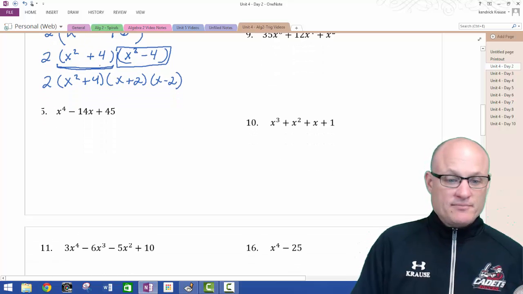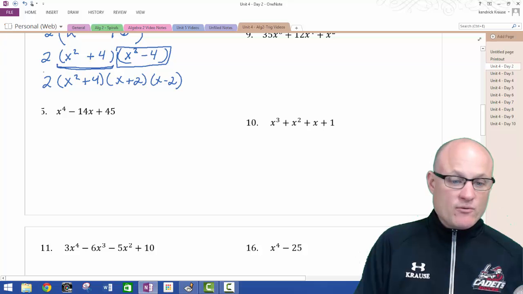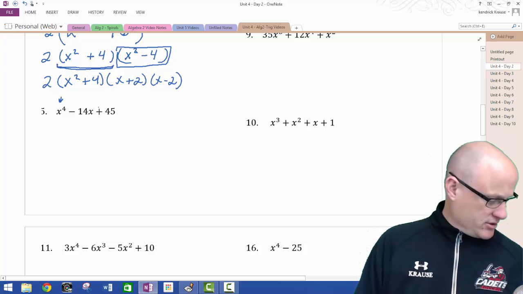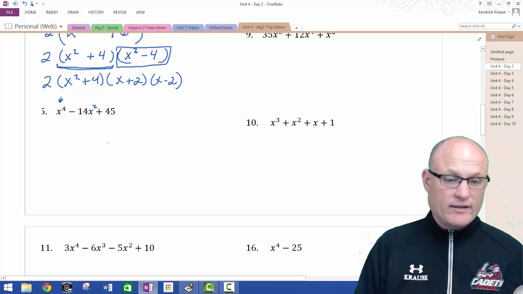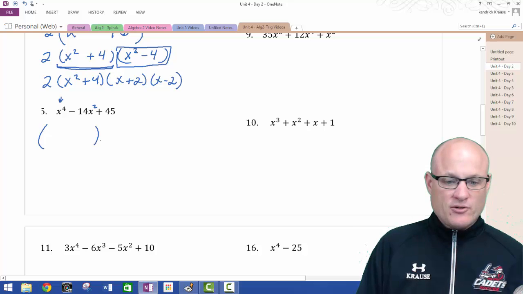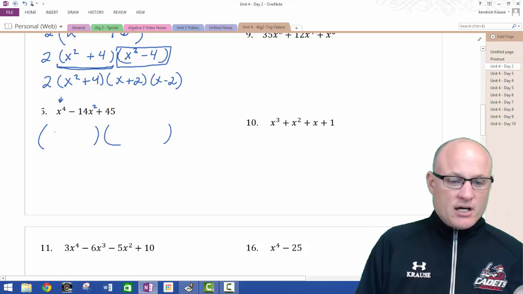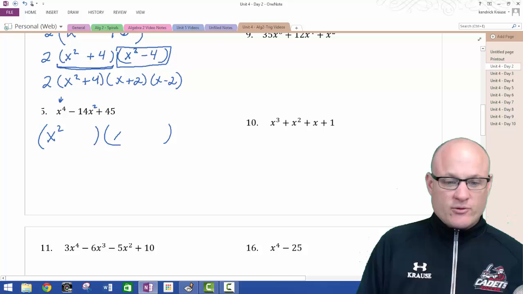Number 5. Again, I don't freak out about this, that this is an x fourth. Uh-oh, I just saw a mistake. This should have a 2 on it. So freak out because it doesn't have a 2 on it. It should have a 2 on it. You'll see why in a second. X squared and x squared.